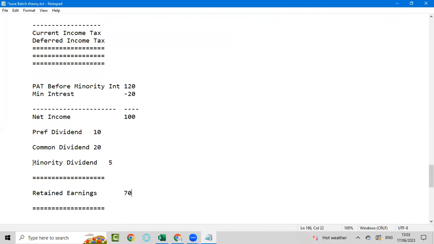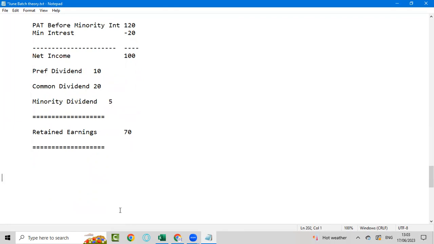Why? Because minority dividend will not be deducted. It is a part of this minority interest. So let's suppose if I write salary, taxes, rent here, will you deduct that also? That has already been deducted. That's the reason we got profit, right? So this minority dividend has already been deducted. After that only we got net income after minority. So I have written it just to explain that it will not be deducted again, right? Next.